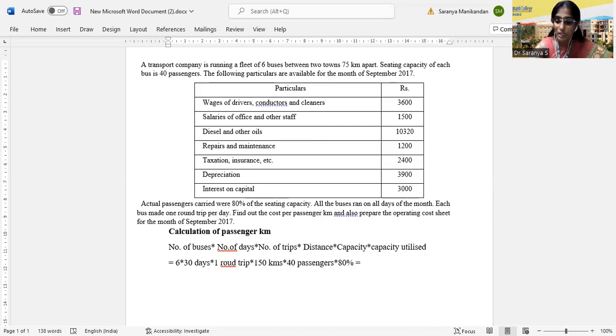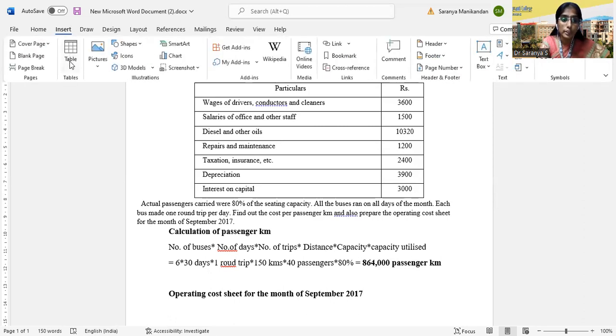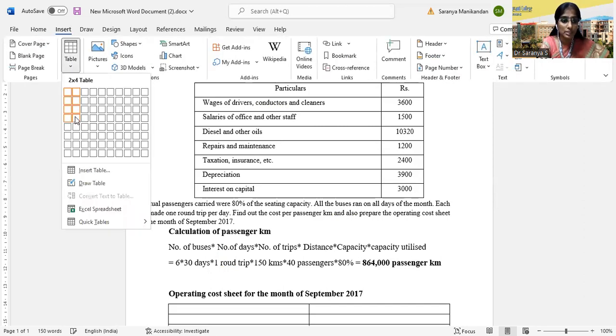So when we calculate, we will get 8,64,000 passenger kilometers. Okay, so we got 8,64,000 passenger kilometer. So now our next step is to prepare the operating cost sheet for the month of September 2017. Okay, so here we are going to show the fixed charges separately and variable charges separately.